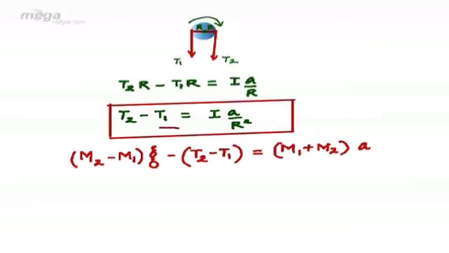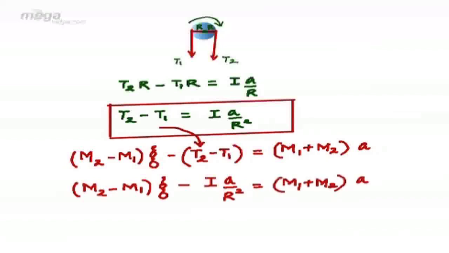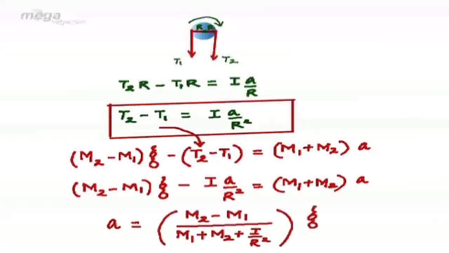Putting the value of T2 minus T1 in the main equation, as we have already seen, the main equation is, putting the value of T2 minus T1 over here, we can see (m2 minus m1) g minus I a upon r square will be equal to (m1 plus m2) a. Solving the equation for the acceleration, the value of acceleration will come out to be a equal to (m2 minus m1) divided by (m1 plus m2 plus I upon r square) whole g.